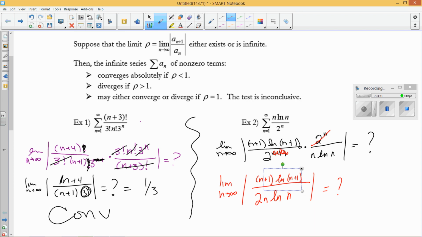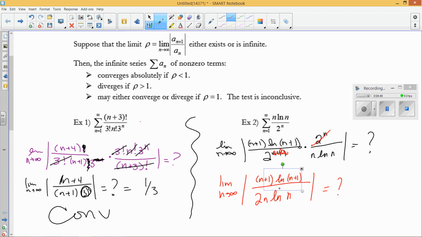Alright, what's that go to? Ooh, God, I don't know. Well, if I plug in infinity right now, I have infinity over infinity, which means I could do L'Hopital, but I really don't want to do L'Hopital because then I'd have a product rule, and I don't want to do that. So I'm actually going to use one of the limit laws.